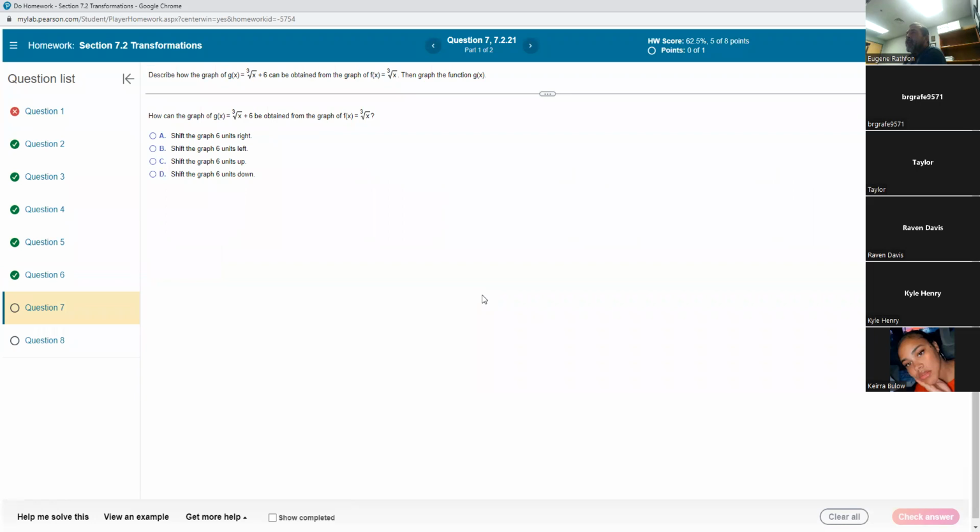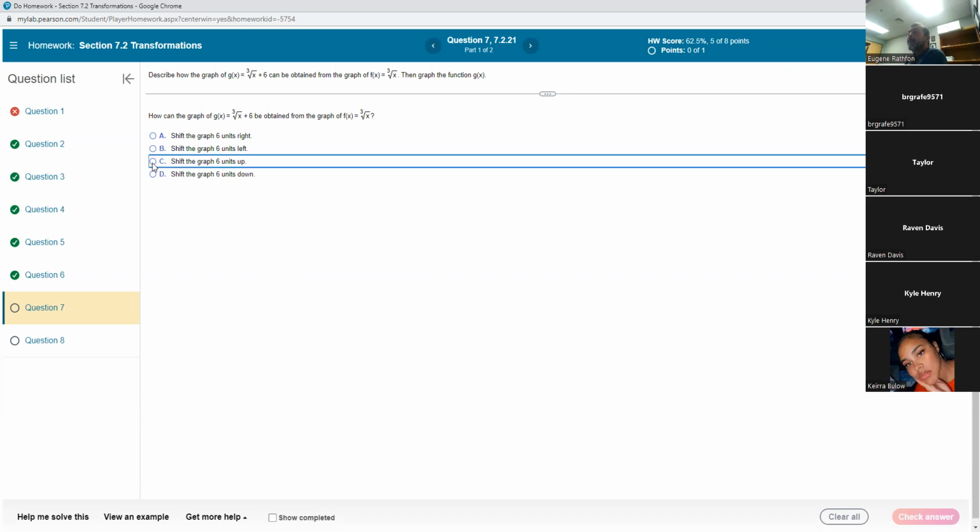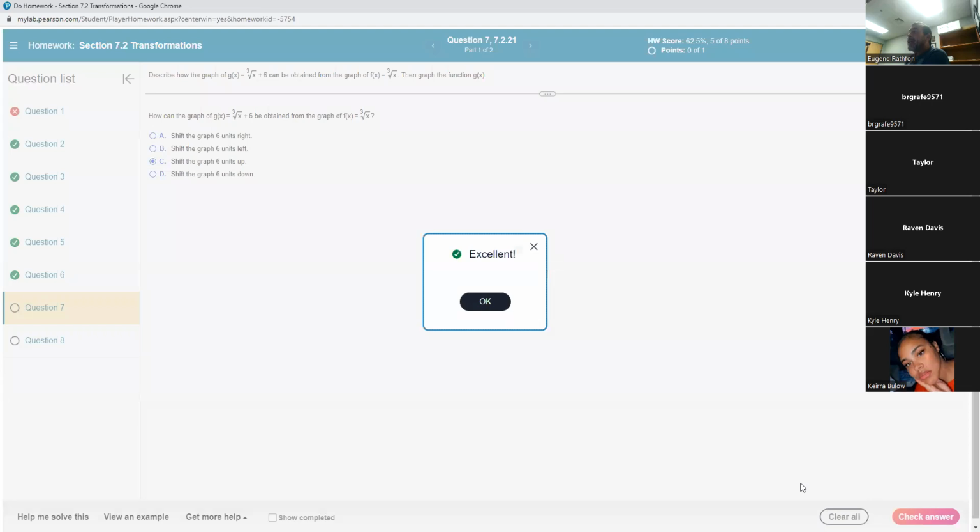All right, y'all. So we're going to start with the cube root of x plus 6. So if the cube root of x is my basic graph, what did that plus 6 do to our graph? A, B, C, or D? So I got C hitting me. So let's see, what is C? 6 units up, looks good. So we're going to click our 6 units up. Check that answer. Then it's going to make this graph.